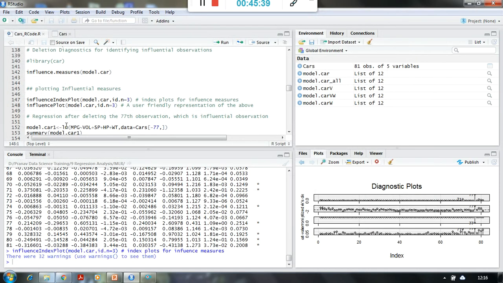Because of this, and there is another plot, the influence plot. Okay, so this is the influence index plot. This was influence.measures, which is going to give me the influencing observations. This is also going to give me the influencing observations, but here I am restricting them to the highest influence of 3 observations.